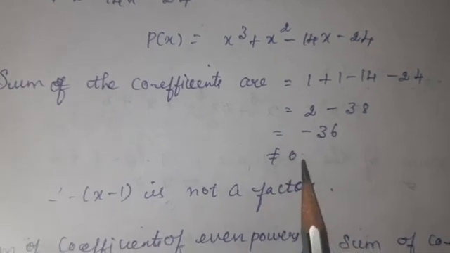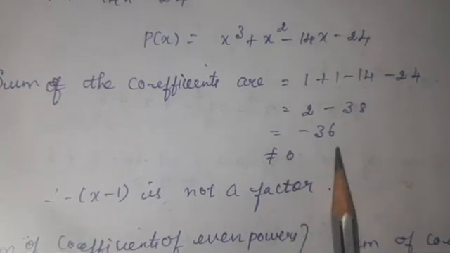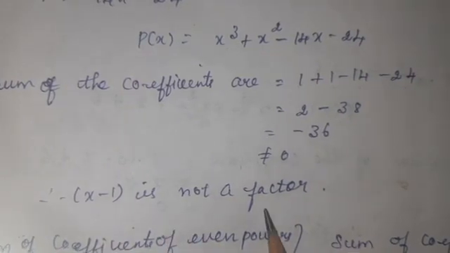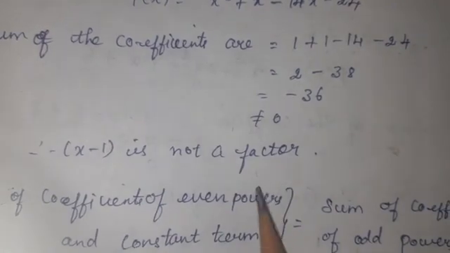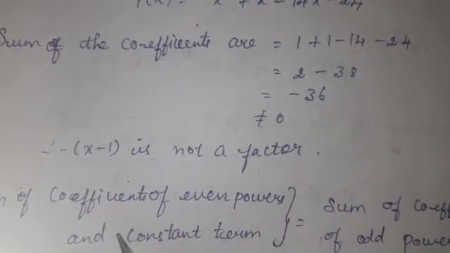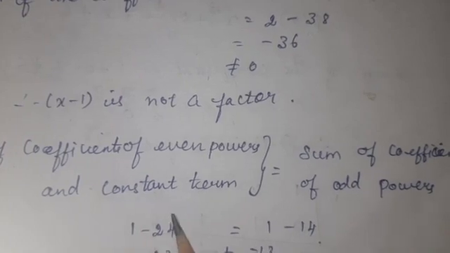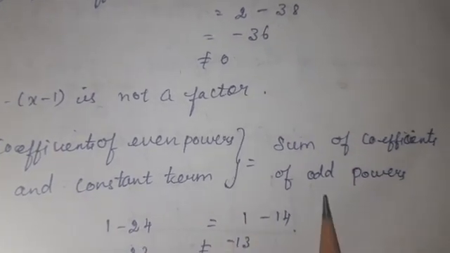If you are getting 0, it means x minus 1 is a factor. Here you are getting a number. Therefore, x minus 1 is not a factor. Next step, we have to check whether the sum of the coefficients of even power and the constant term is equal to the sum of the coefficients of odd power.